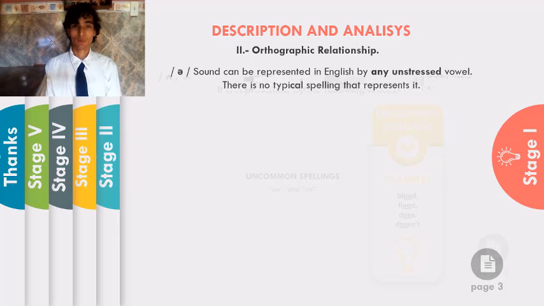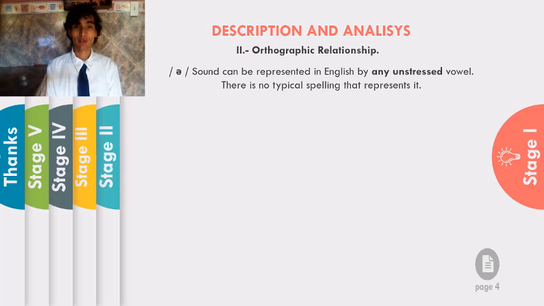Now let's see in page 4 the orthographic relationship for the unstressed schwa sound. Unstressed schwa sound can be represented in English by any unstressed vowel sound and sometimes even consonant sequences. This is the most common sound in English, and as such there is no typical spelling that represents it. It can occur more than once in a single word, and it can be found in any position.